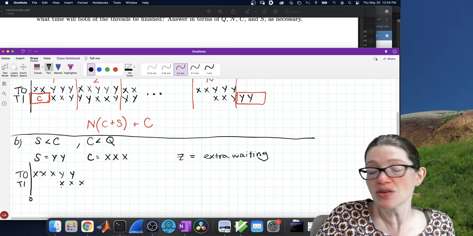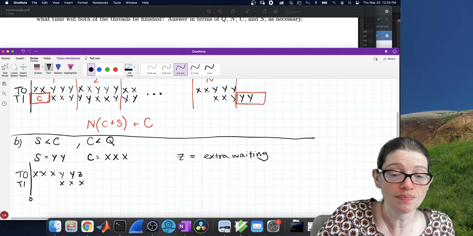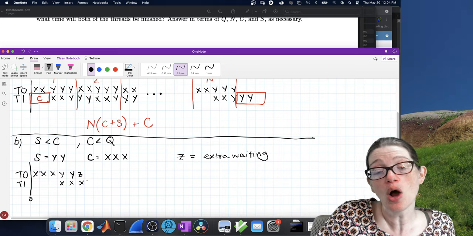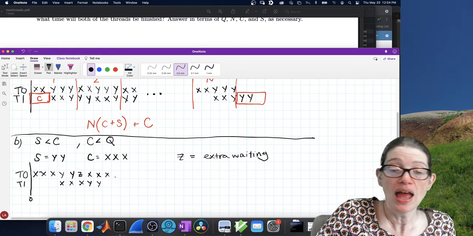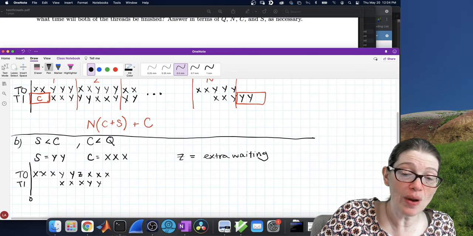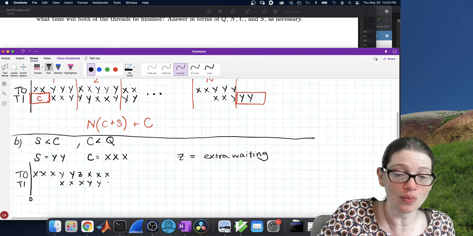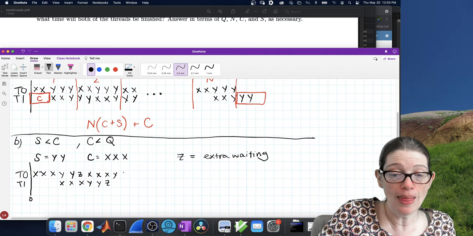So thread 0 is going to have to do some extra waiting. That's where Z will come into play. Thread 0 will only ever get a chance to run once thread 1 has switched to its sleep cycle. And what we'll see here is that thread 1 finishes its sleep while thread 0 is still running, and so it will have to do an extra wait. And that pattern will continue.